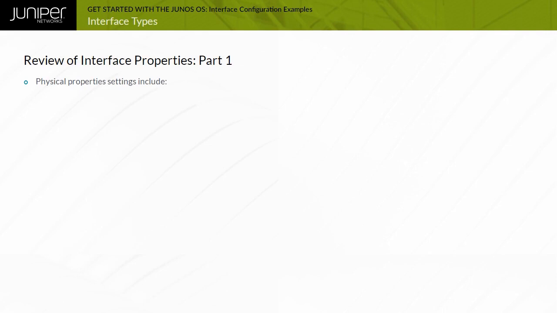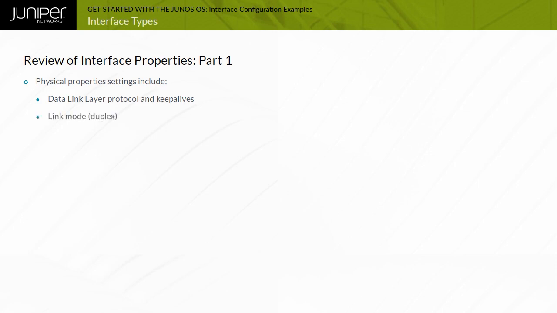Here are the details for some physical interface properties. Data Link Layer Protocol and Keep Alives. You can change the Data Link Layer Protocol for the particular media type, for example, Point-to-Point Protocol, or PPP, to Cisco High-Level Data Link Control, or Cisco HDLC. And you can turn Keep Alives on or off.